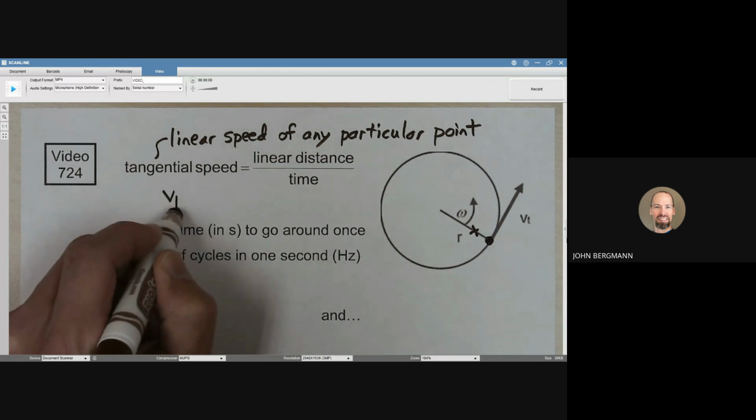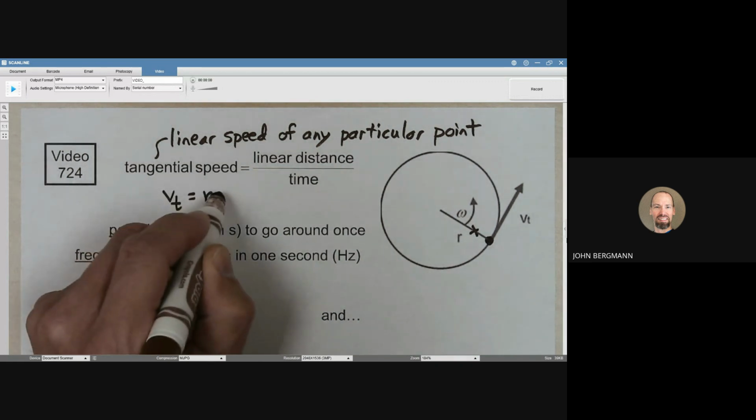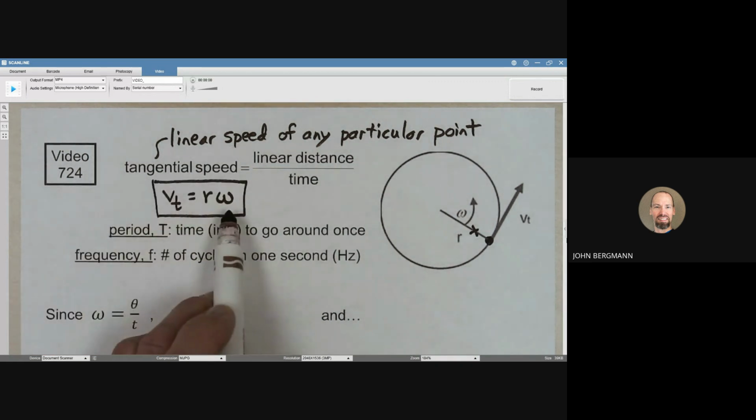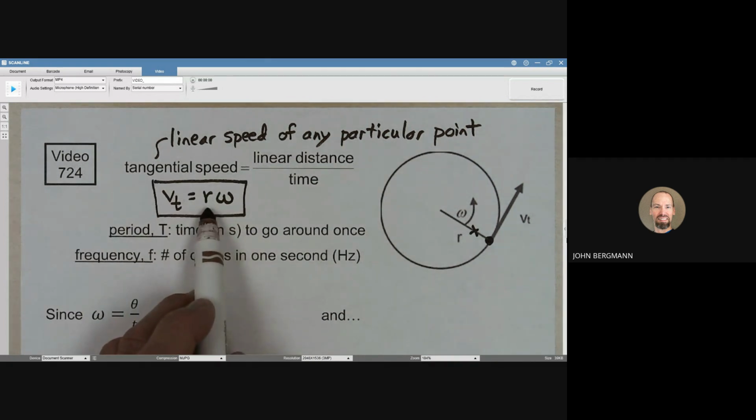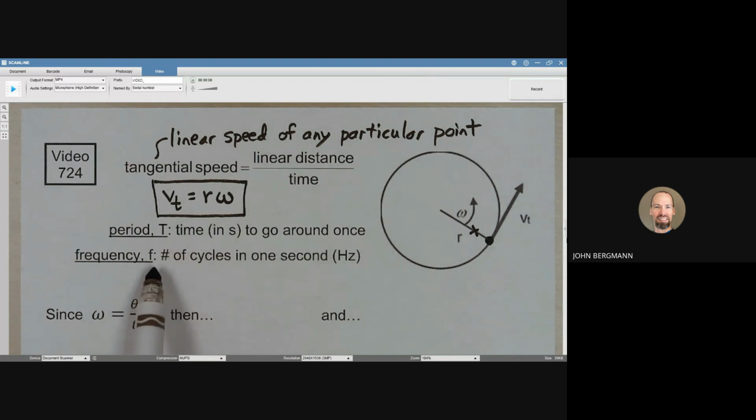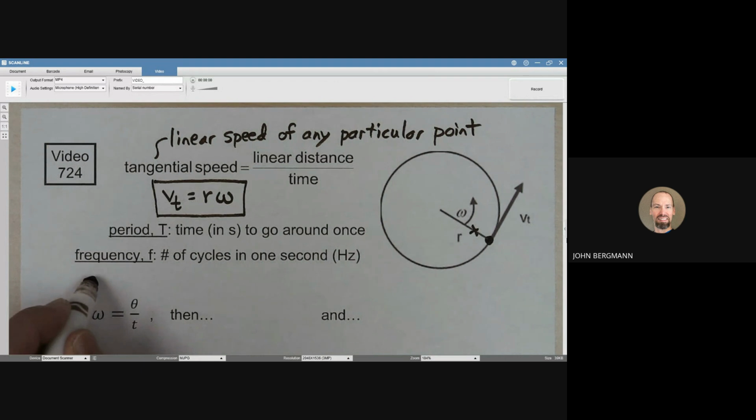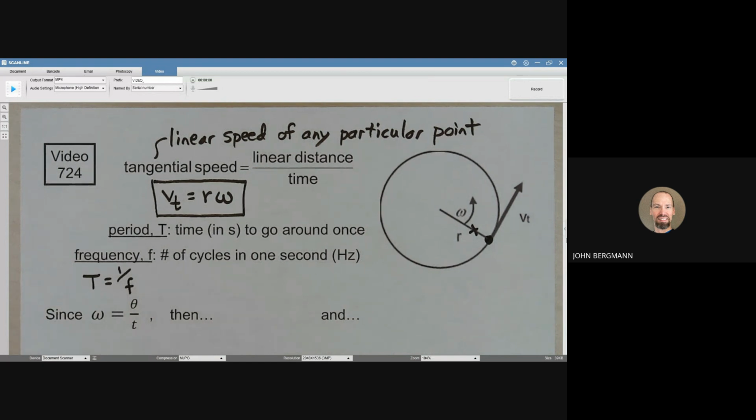And one equation to find tangential speed is r times omega. The angular speed multiplied by the distance away that that point is from the rotational axis, that'll give you the tangential speed. You might remember that the period is the time in seconds to go around once, and the frequency is the number of go-rounds, or the number of cycles, usually in 1 second. And way back when we were young, we went through an equation that looked like this, that the period and the frequency were inverses of each other. That's going to come into play next.